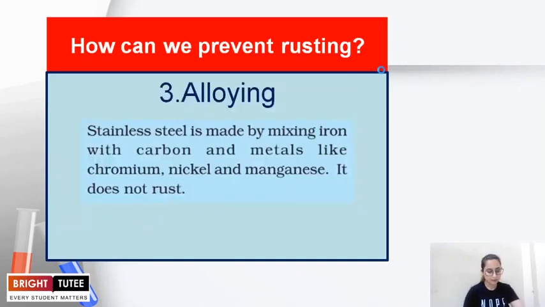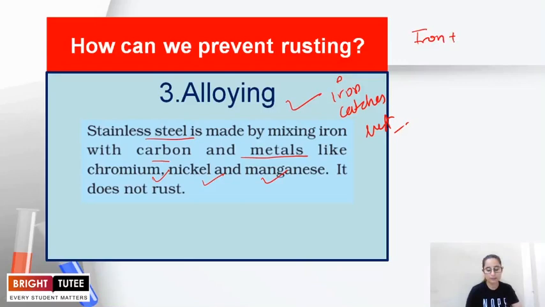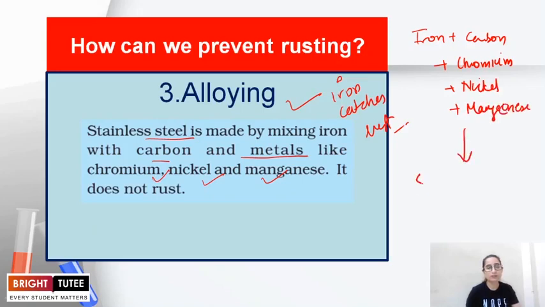What happens in alloying? Now we know that iron catches rust, but the scientists have discovered another alternative instead of using iron. Basically, stainless steel is made by mixing carbon and metals like chromium, nickel and manganese. Basically, you use iron plus carbon plus chromium plus nickel and plus manganese. You mix so many metals with carbon to produce steel. And this steel is stainless.